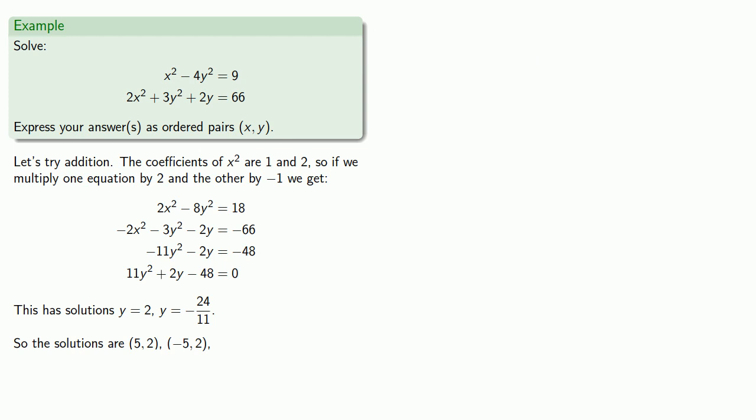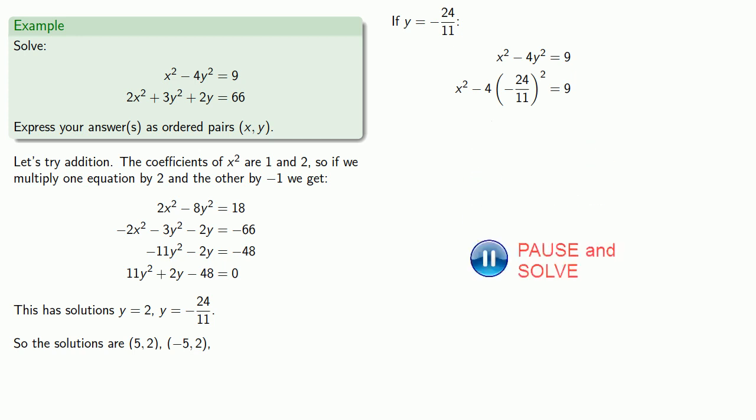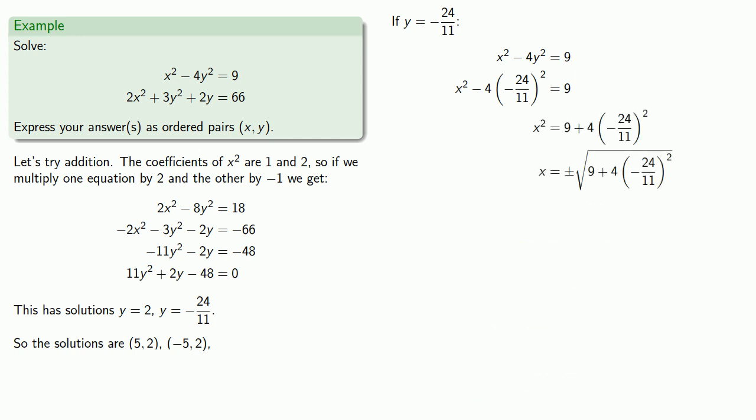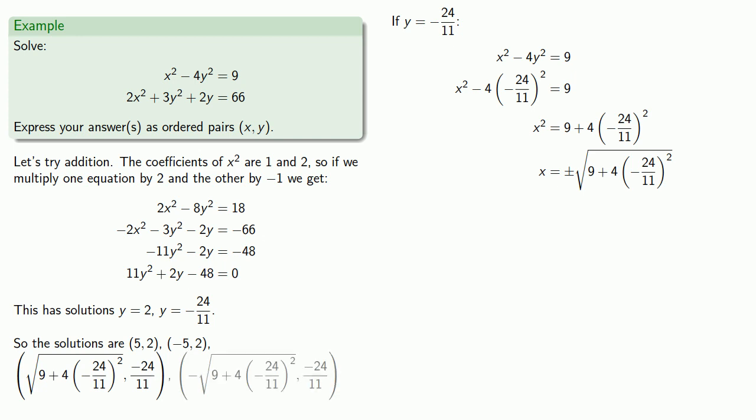But wait, there's more. We have a second value of y, so we'll replace y with negative 24 elevenths in either equation and solve for x. The key here is not to get too lost in the arithmetic. This thing is just a real number, so we can play around with it as a real number without worrying about what its actual value is. And we solve, finding x equals this. So again, if x is the positive principal square root of this mess, y equals negative 24 elevenths. And if x equals the negative principal square root of this mess, y equals negative 24 elevenths. And so we have our four solutions.